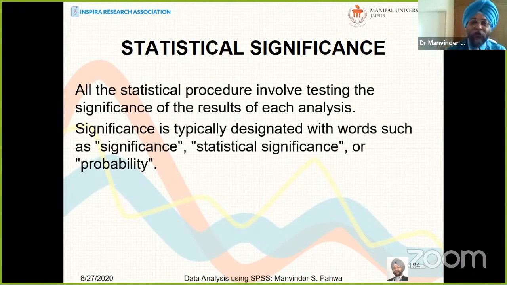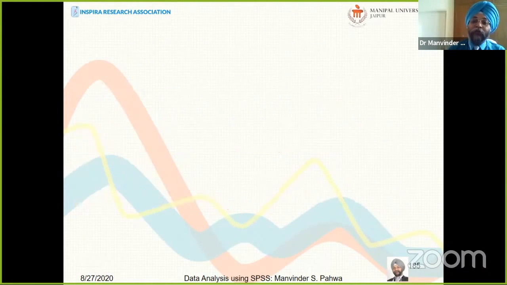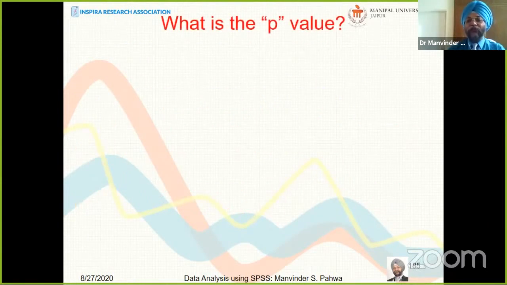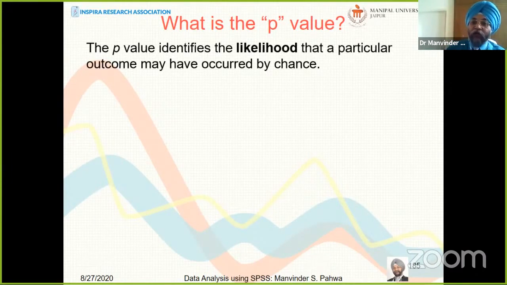And this is the reason why it is called p-value. The word probability is the source of the letter that represents the significance, that is the letter P, or you can say the p-value. So let us now see what is p-value. If you are able to understand what the p-value is, we will be able to understand what the significance is. So the p-value identifies the likelihood that a particular outcome may have occurred by chance.